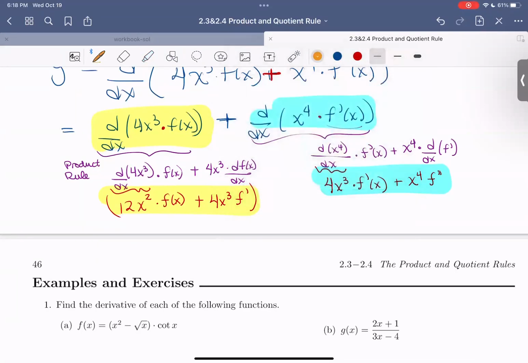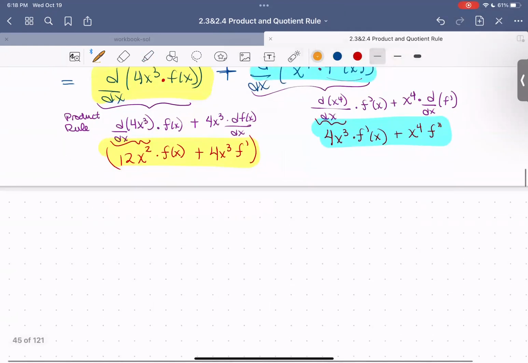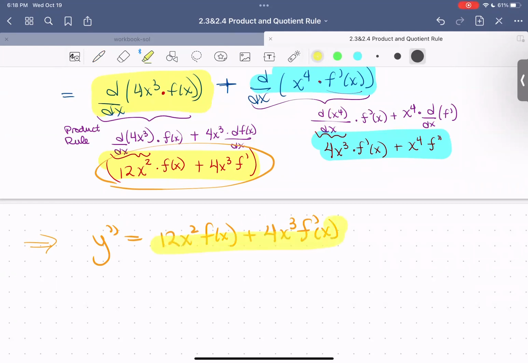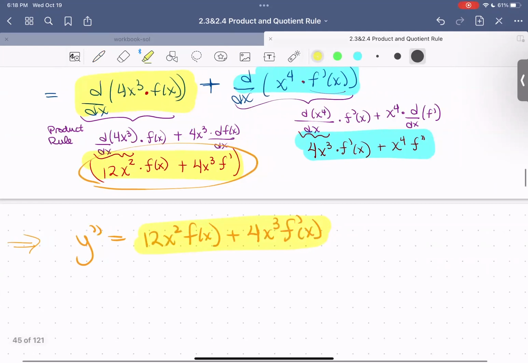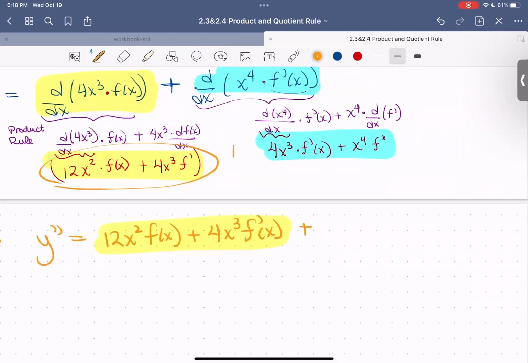So now all we need to do is add these together. Therefore, y double prime is equal to this first term, 12x squared f of x plus 4x cubed f prime, keeping our color coding here. And we're going to add that to this second part, 4x cubed times f prime plus x to the fourth times f double prime.